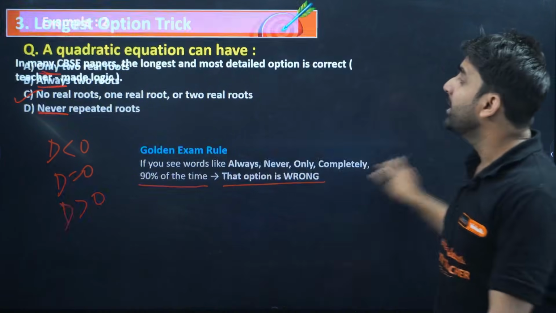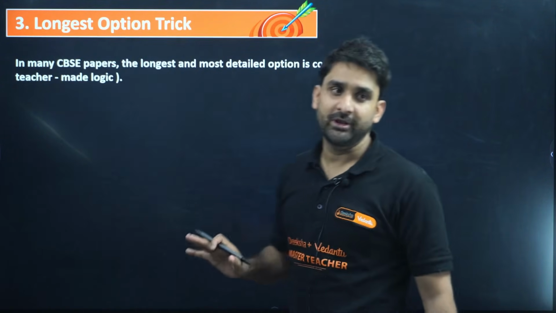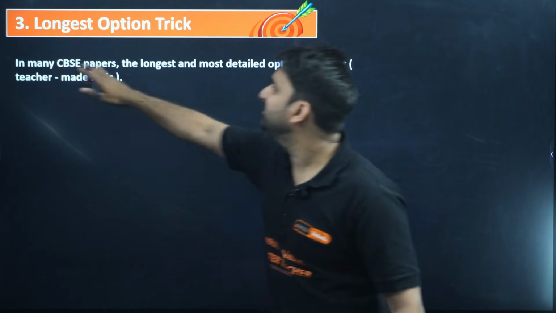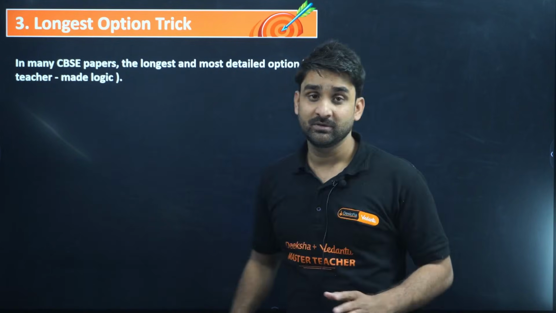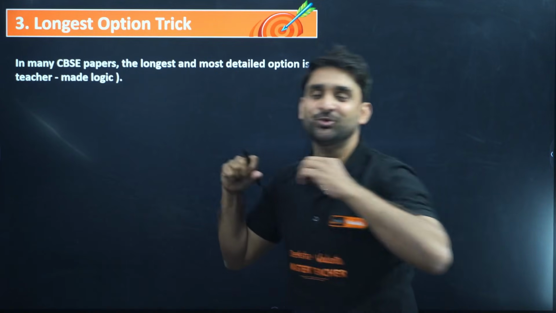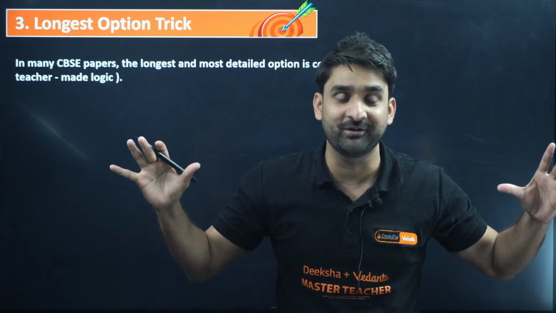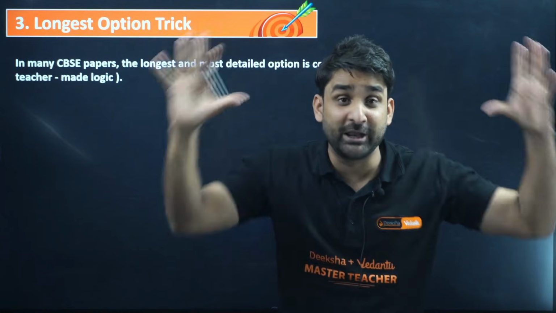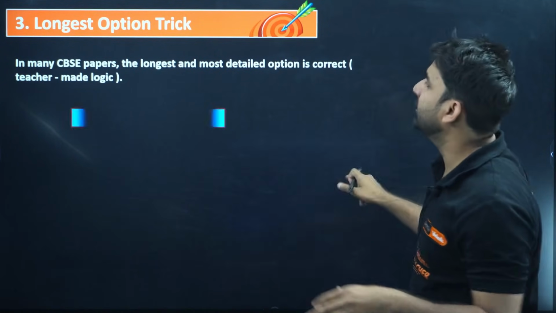Now moving to the next hack. The third point is the longest option trick, my dear. In many CBSE papers, the longest and most detailed option is correct, and this is called teacher-made logic. Obviously the teacher puts that particular option in which detailed information will be there, in elaborated and explained form. Let me clear this with an example.